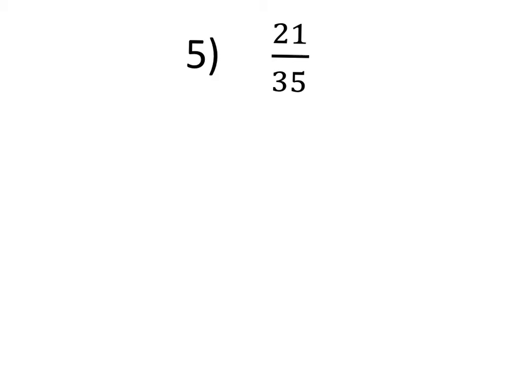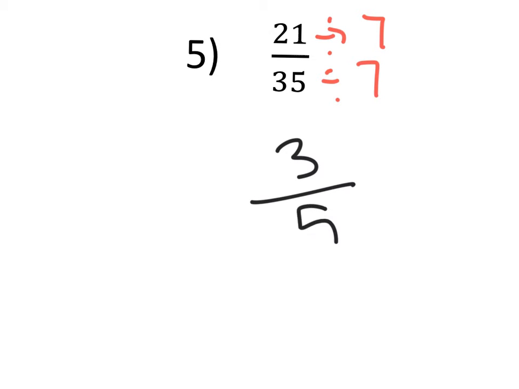In this one, again, that 35, I'm not going to easily be able to make to a 10 or 100. So I might want to go through and just see, well, can I simplify this at all? And I look, well, 21's divisible by 3. 35, not divisible by 3. So let me look again. The next thing, 21's divisible by 7. 35 is also divisible by 7. And I could simplify this down to 3/5. 21 divided by 7 is 3. 35 divided by 7 is 5.